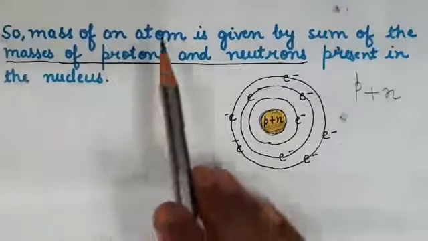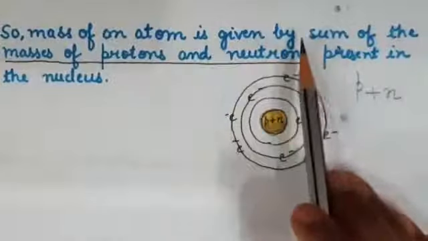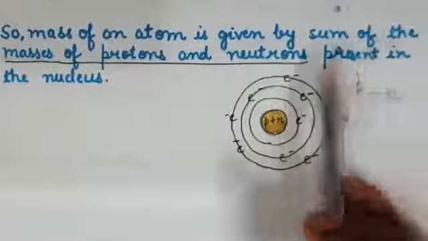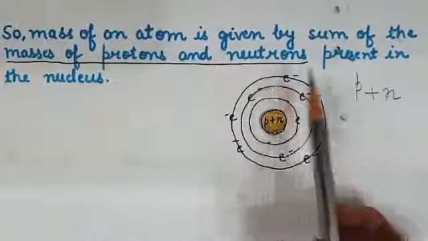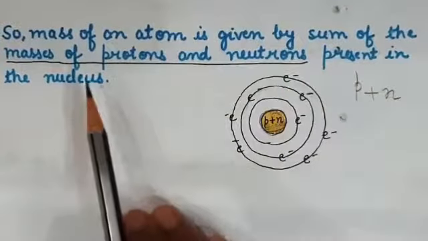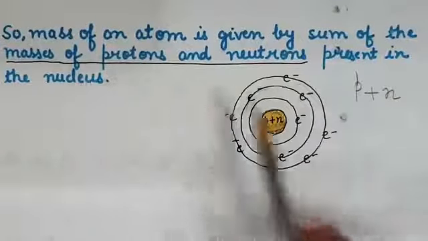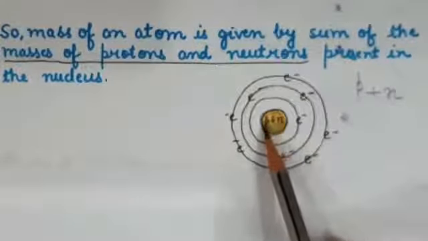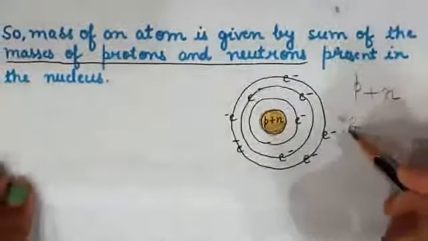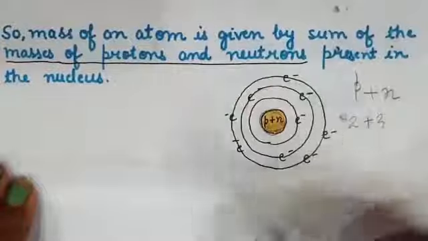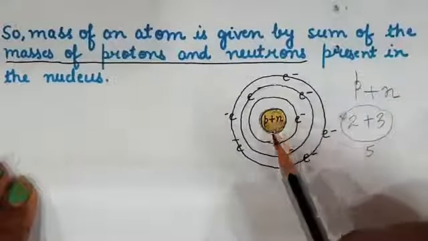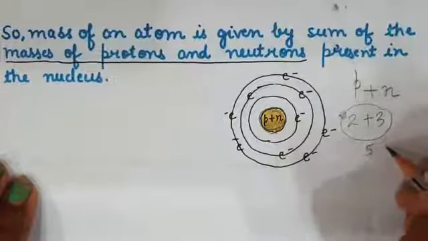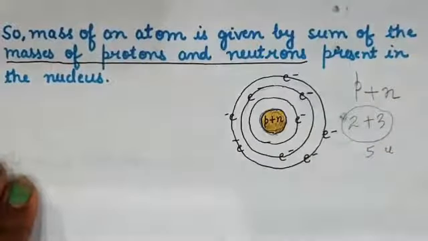So the mass of an atom is given by the sum of the masses of protons and neutrons present in the nucleus. Suppose there are 2 protons and 3 neutrons. So the total gives 5. So the mass of an atom is 5 U. The unit is U.